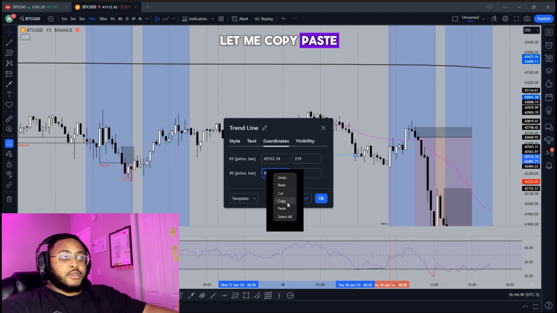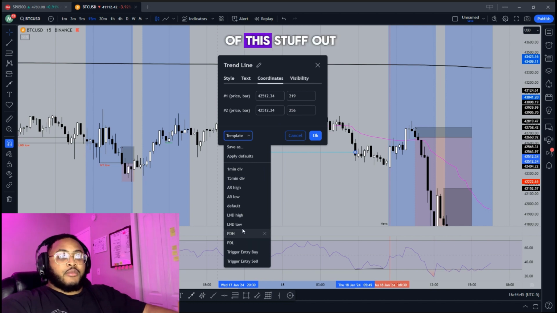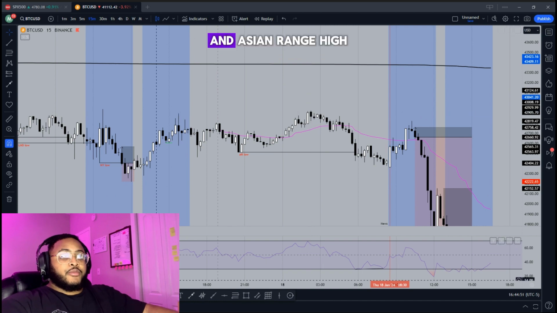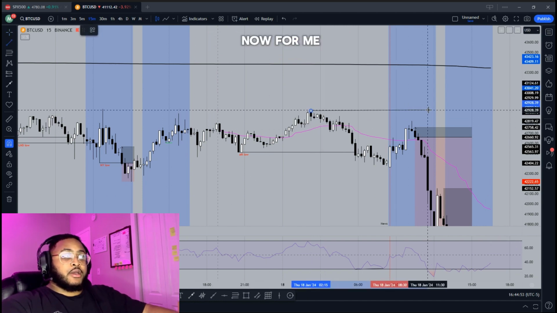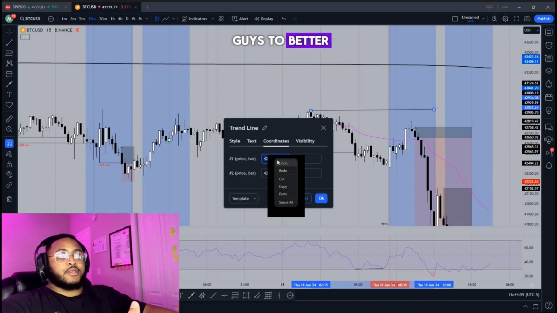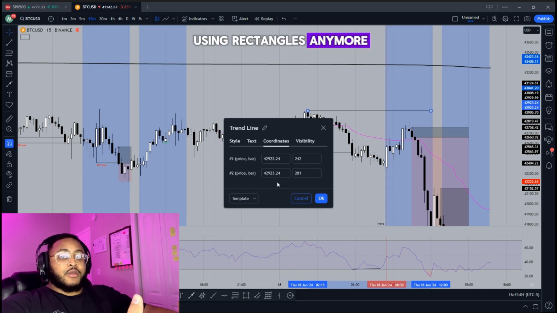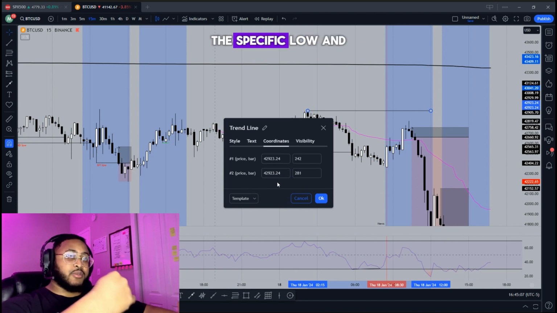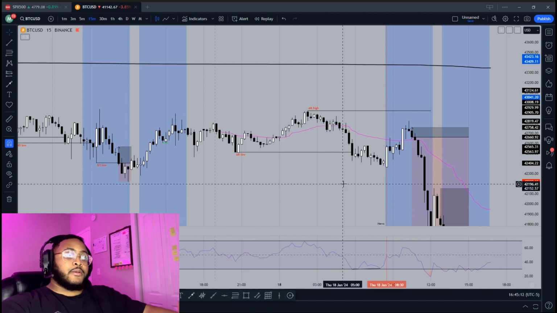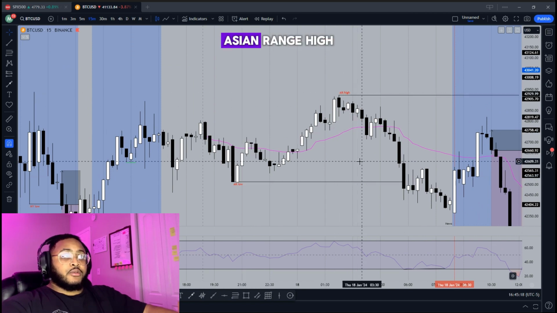Copy, paste. Most of these are presets that I have, so I don't have to type most of this stuff out. So Asian range low and Asian range high. Now, do I need to put Asian range high all the time? No, but this is just to help you guys better see the ranges I'm talking about. I don't care about using rectangles anymore. I care about the specific price, the specific low, and the specific high, and if price action can break that. So these are the two ranges that I'm looking at: Asian range low, Asian range high.